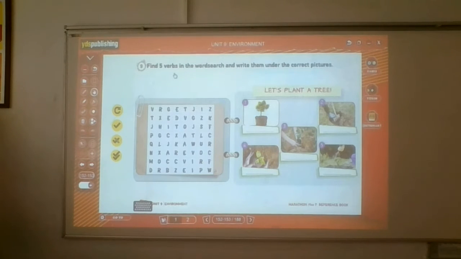Find 5 verbs in the word search and write them under the correct pictures. Guys, all this is going to be your homework.